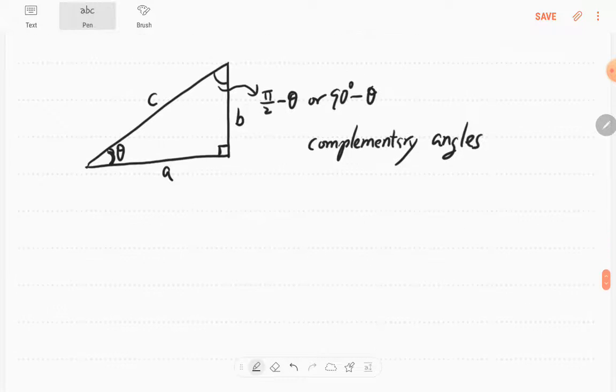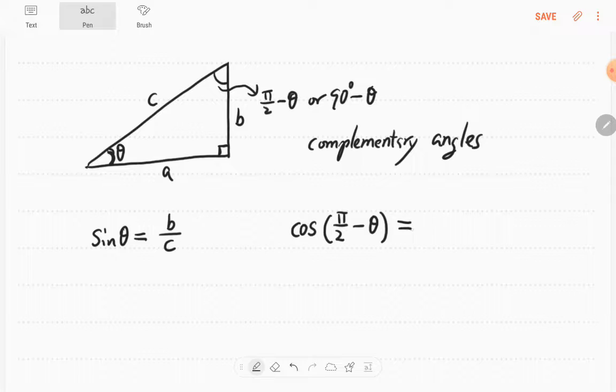So now let's look at the sine theta. Sine theta is B over C. Let's look at the cosine of pi over 2 minus theta, which is this angle. So cosine is the adjacent, which is B, over the hypotenuse C.